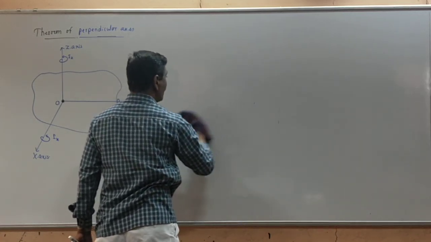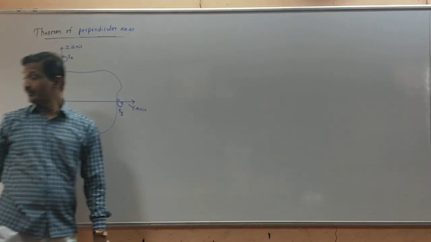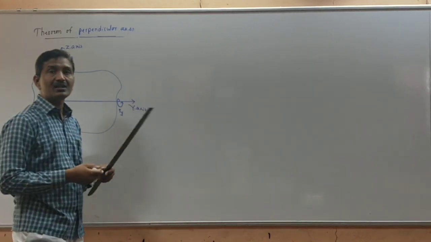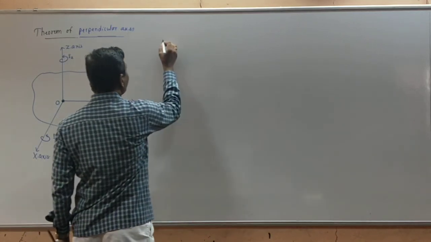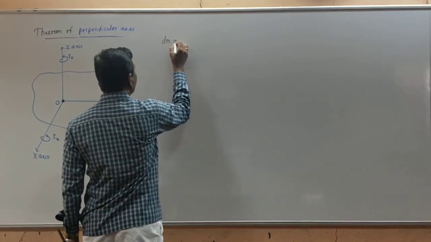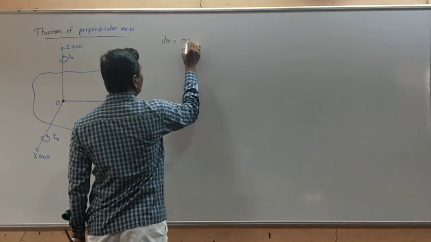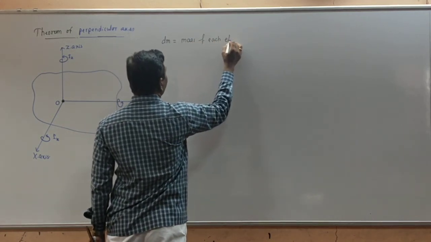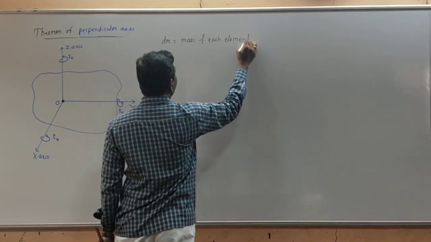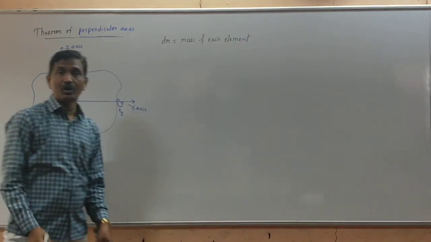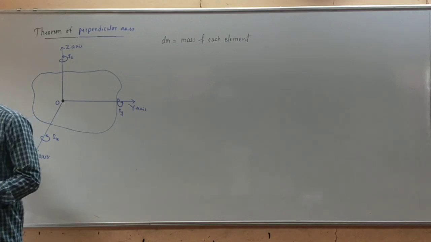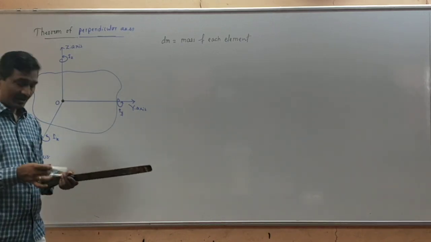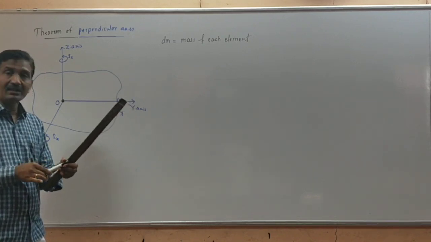Now here we assume that the body is made up of a large number of small identical elements, each of mass dm. So dm is the mass of each element. Consider that the body is made up of a large number of small identical elements. The mass of each element is dm.